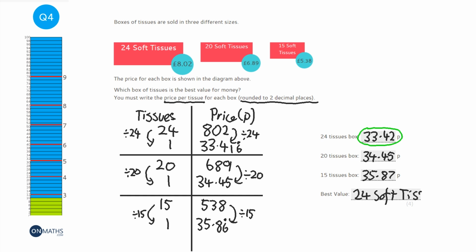tissues. Now, in your answer, make sure that you write exactly the same as in the question, so that it's absolutely clear which one that you think is the best value. Now, if you worked the other way, if the question didn't specify how to do it, and you were working out the amount of tissues you get per penny, then obviously it works the other way. You want the biggest number because you want the maximum amount of tissues per penny. So just be a little bit careful of that.